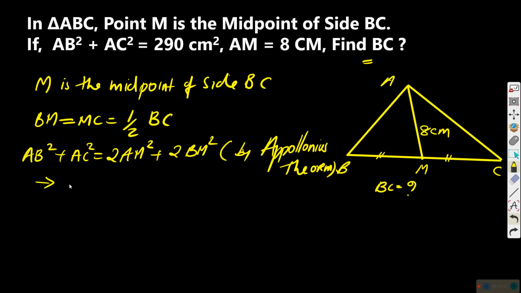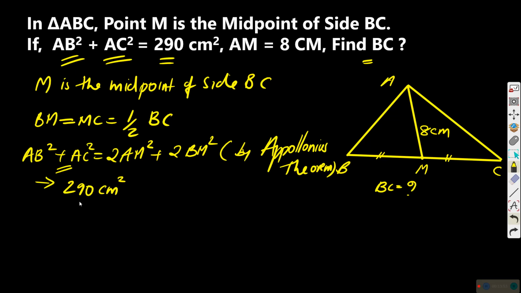Now we have AB square plus AC square already given, correct, and AM square is given. BM square you will get, and BM if you know, double of that is BC. हमारा problem solve हो गया, correct?